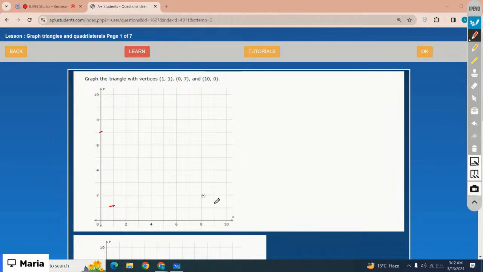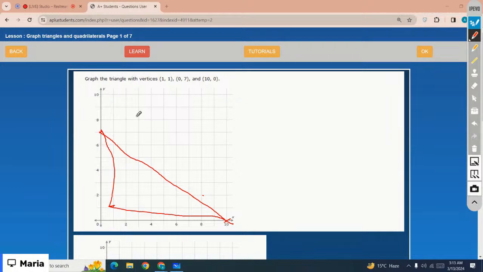So just join these points and make a triangle. It is like this. Got it? That's how you can make the triangle by using the given coordinates. If there is any question related to the lesson we are on right now, please ask.